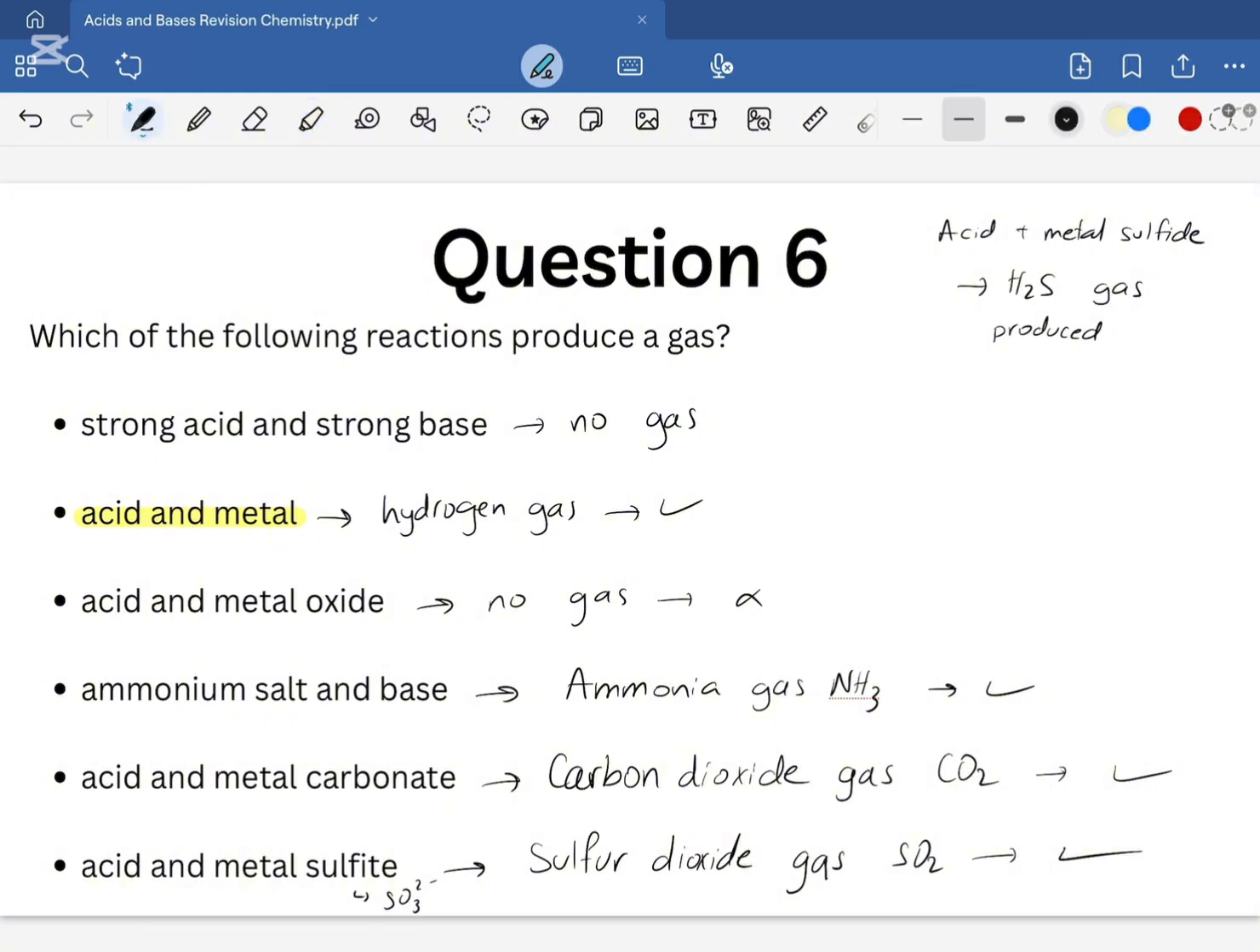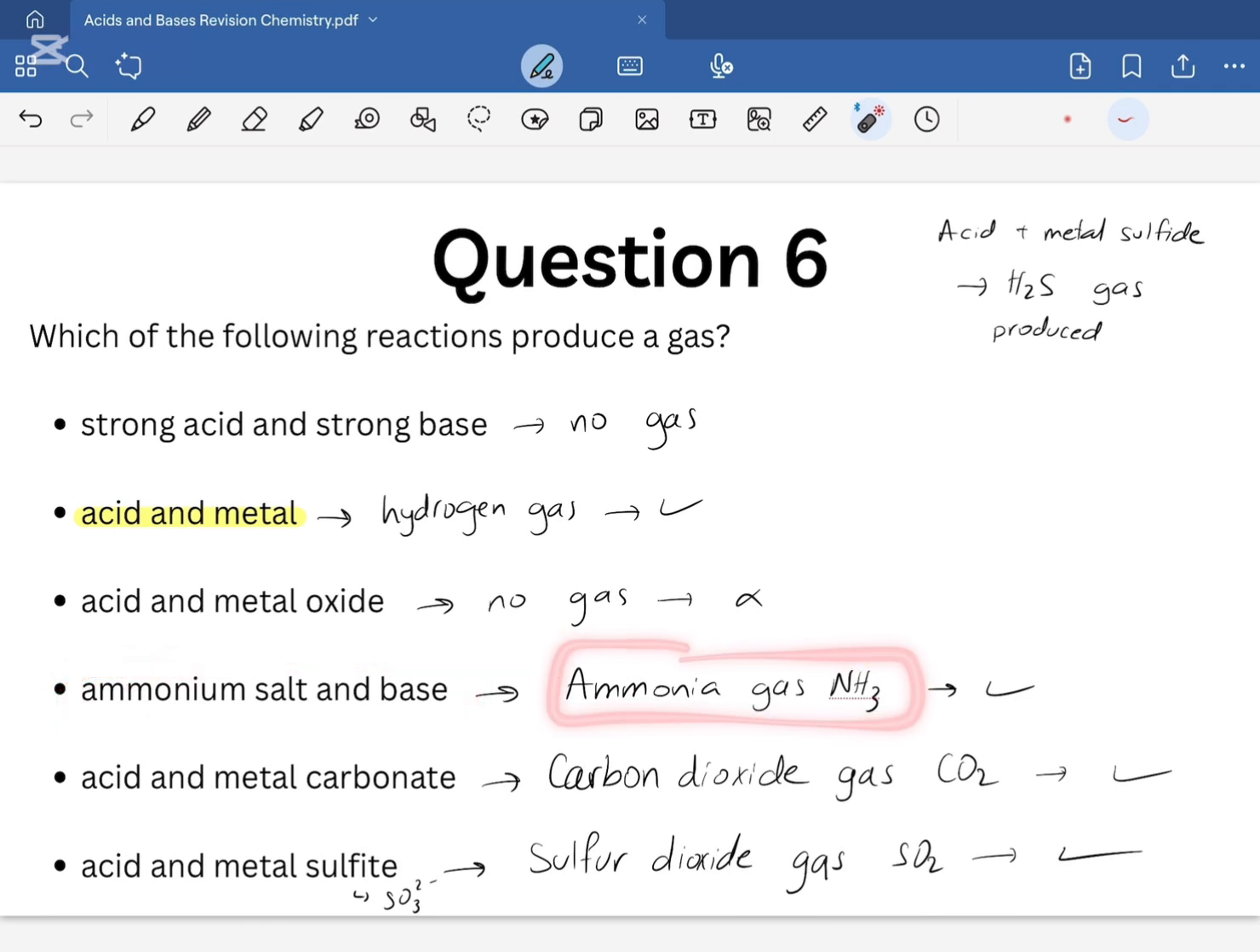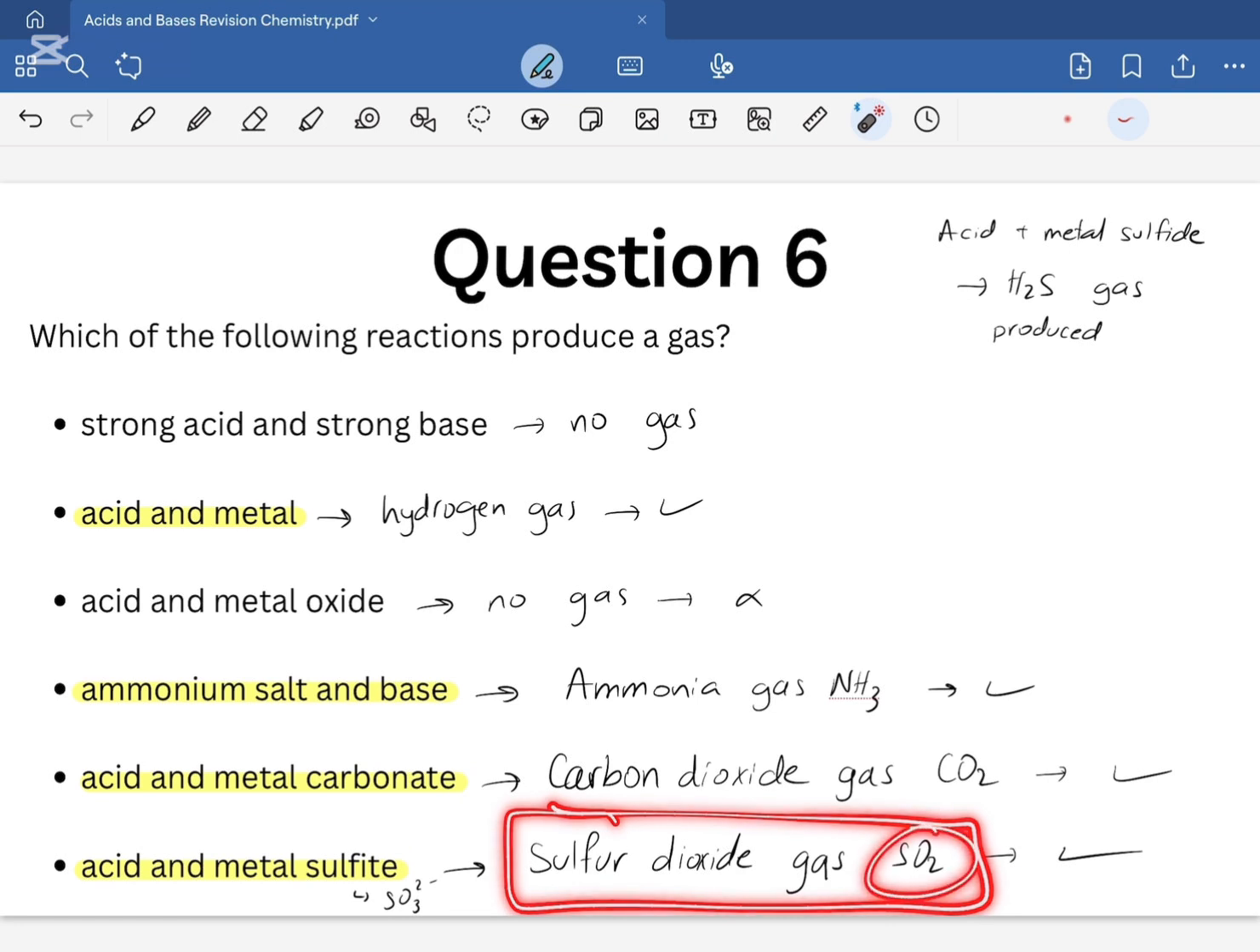For the third one, where we have acid and metal oxide, no gas is going to be formed. For an ammonium salt and a base, we're going to have ammonia gas, and we mentioned this before, so this is also a correct option. And for the acid and metal carbonate, this is also correct, as carbon dioxide gas is going to be formed. For the last one, the acid and metal sulfate, this is also correct, as we're going to have the sulfur dioxide gas, and this is a choking gas, the SO2.